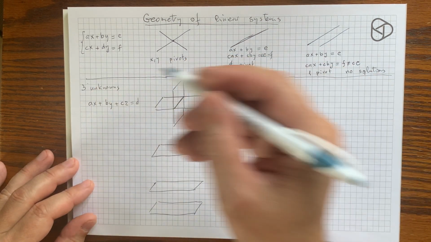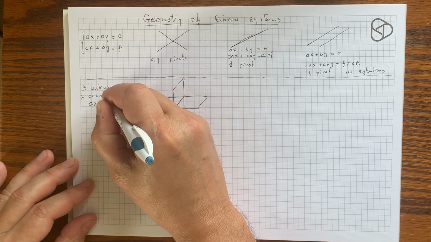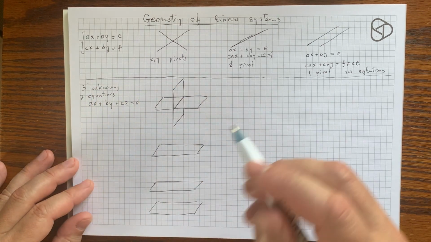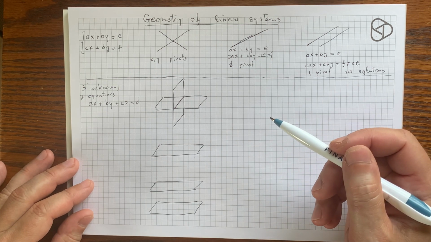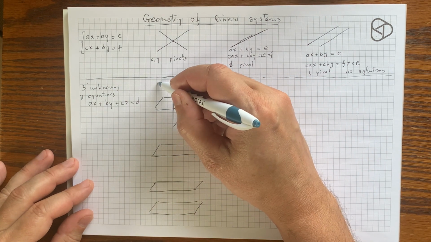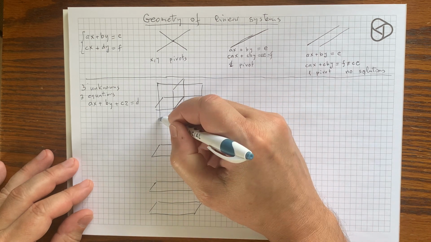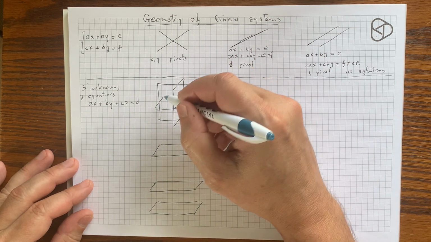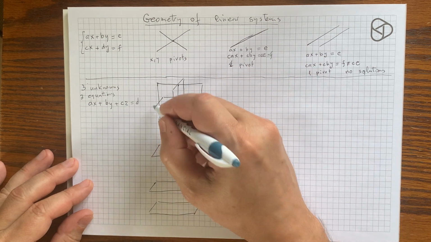Now, if we have three equations on three unknowns, that would correspond to the situation where we intersect three planes. And the most generic position they can be in will be this, and then the intersection lines will be like that.